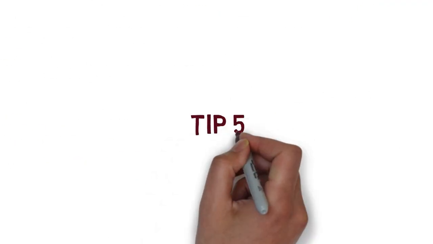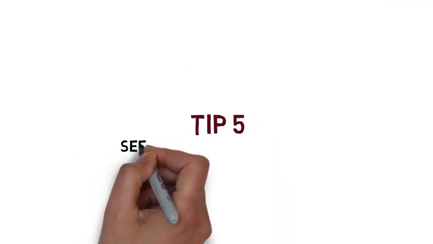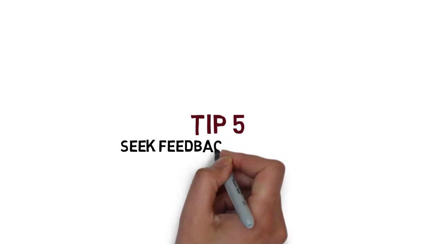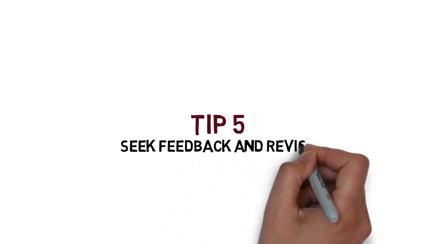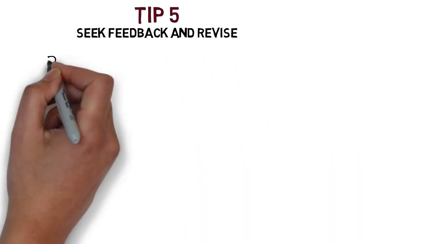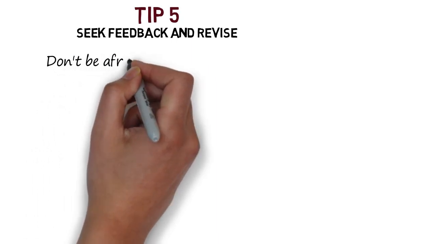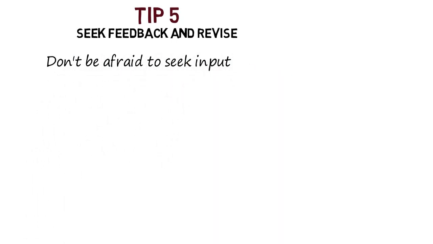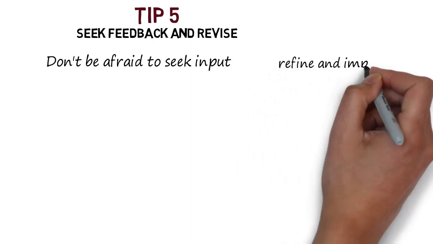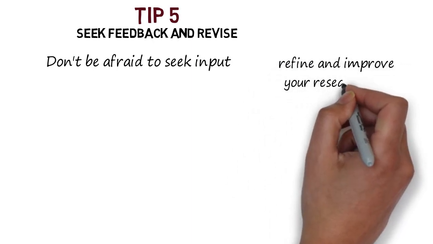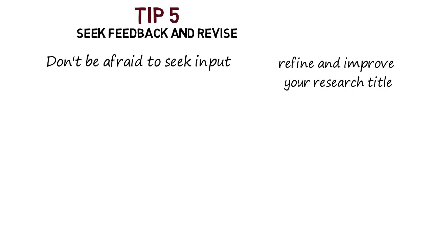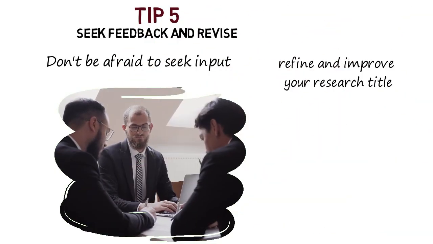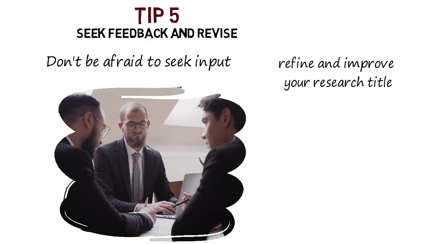Tip 5. Seek feedback and revise. Don't be afraid to seek input from your peers, mentors, or colleagues. Their feedback can help you refine and improve your research title. Engage in discussions and consider different perspectives. This iterative process of seeking feedback and revising will help you create a strong and impactful title.